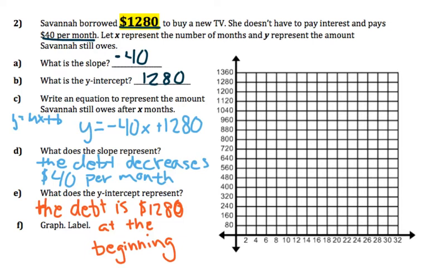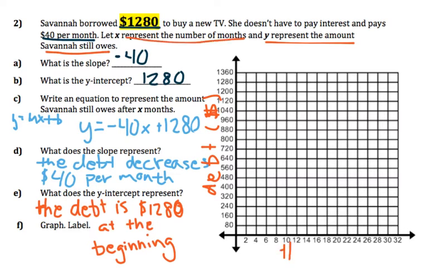So let's first label our axes. We know that the y-axis represents the amount Savannah still owes. So the amount of debt, or we'll just put debt, in dollars. And the x-axis represents the number of months.